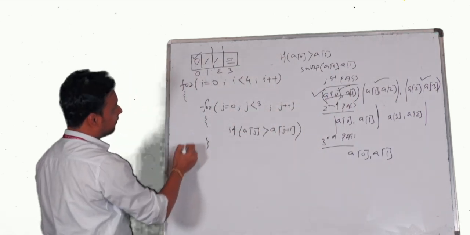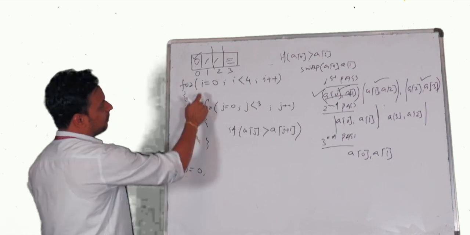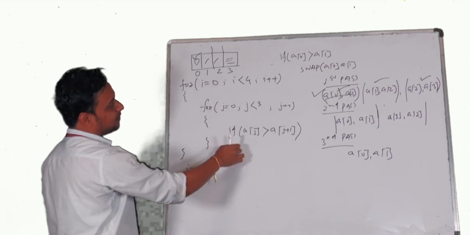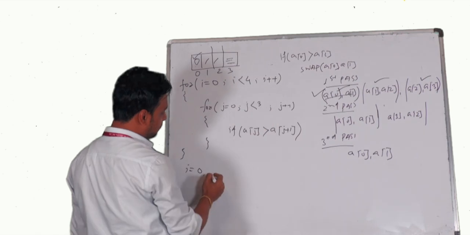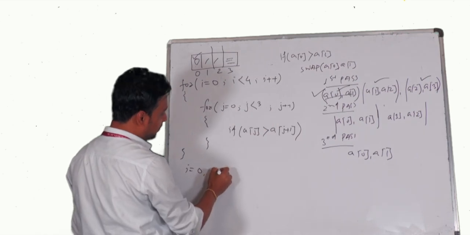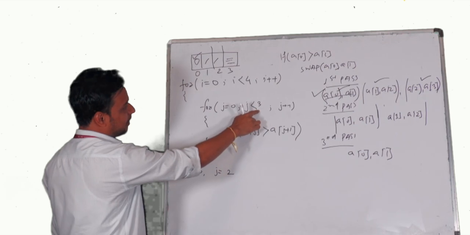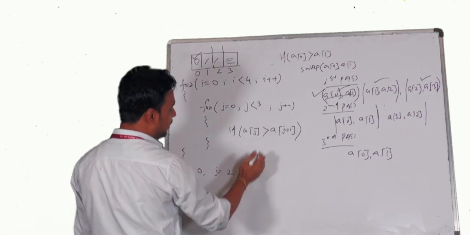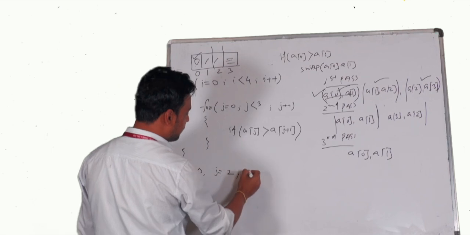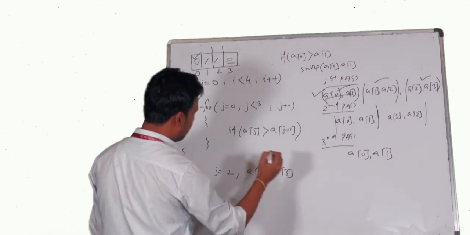But see, when the value of i is 0, it means we are doing the first pass. In the first pass we want a0 to a3, right? So the last value of j will be 2, and the last pair compared will be a of j and a of j plus 1, that means a of 2 and a of 2 plus 1, which is 3, right?